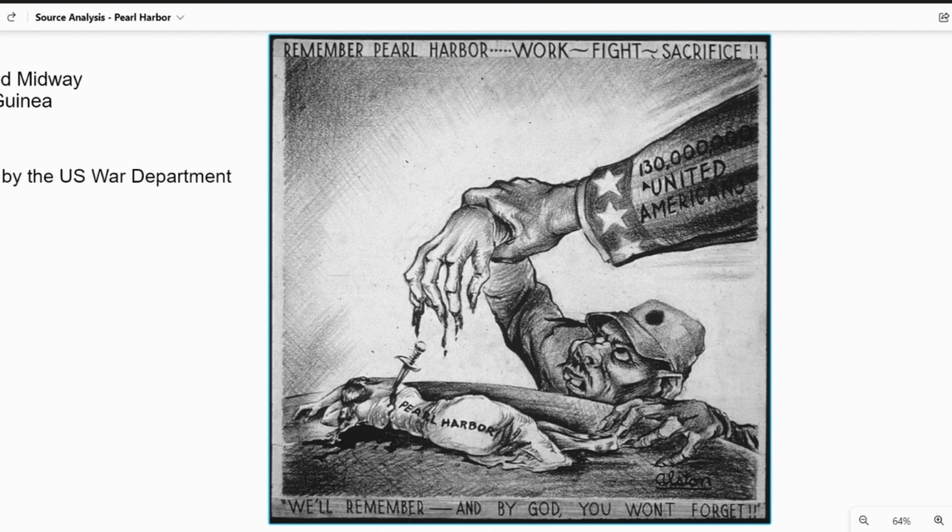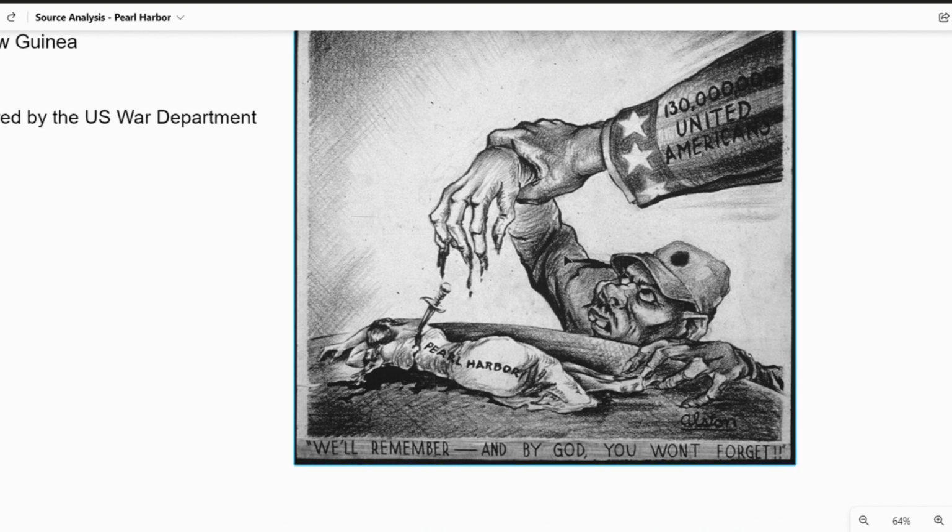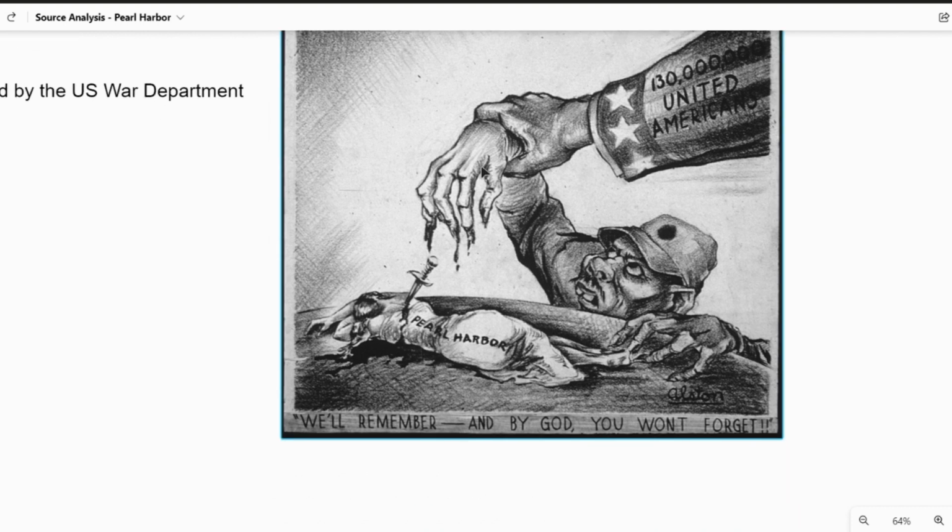And if you follow the hand up to its sleeve, we can see 130 million United Americans. And if that wasn't clear enough for you, you've got symbolization of the American flag going on. So, this arm that is intervening in this monster's intent is the American people, and they are united. What is the monster doing, and who is the monster?